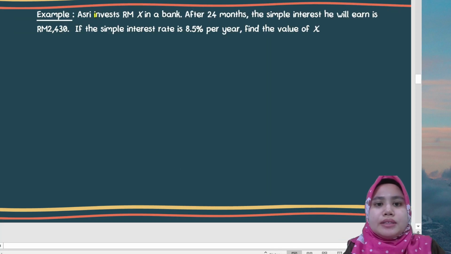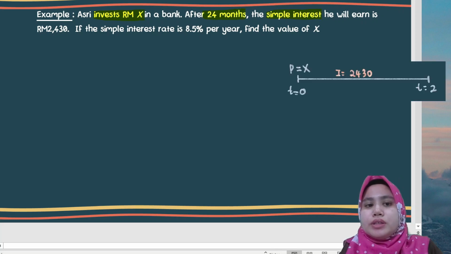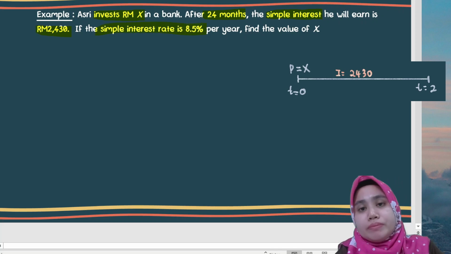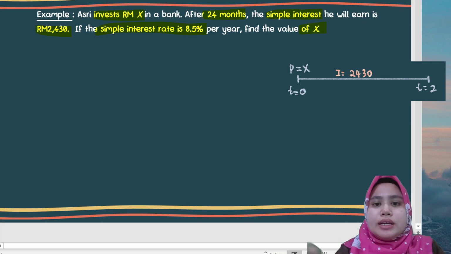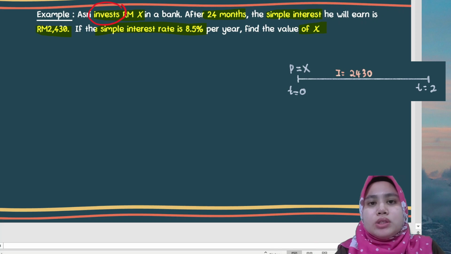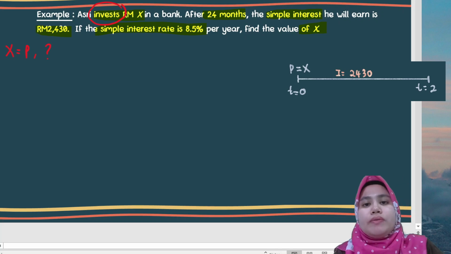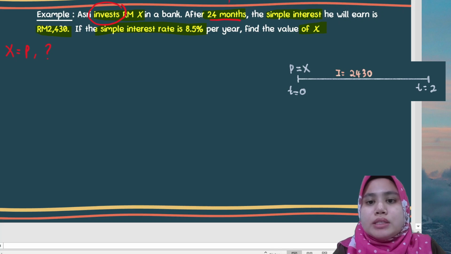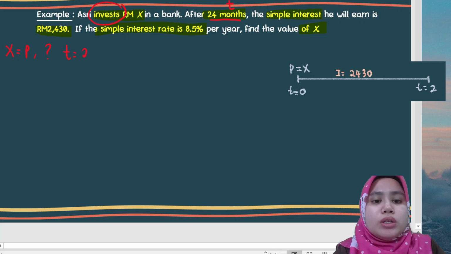This example: Asri invests RMX in a bank. After 24 months, the simple interest he will earn is 2,430 ringgit. If the simple interest rate is 8.5% per year, find the value of X. So let's take out the information. Invest RMX, so X is our P, your principal. You want to find X. Next, 24 months is our time. Remember we need to change time into years. 24 months means 2 years.